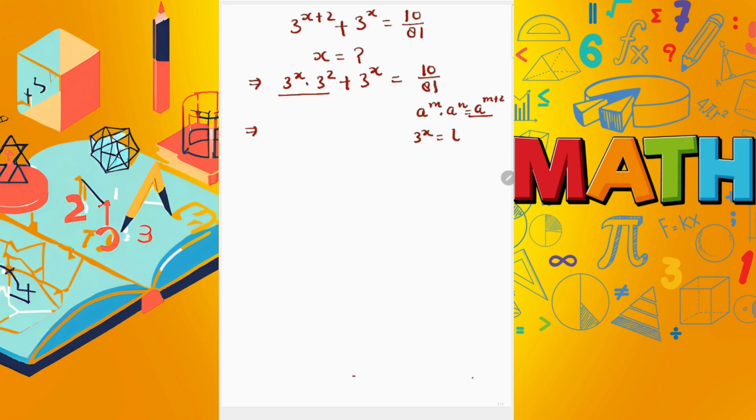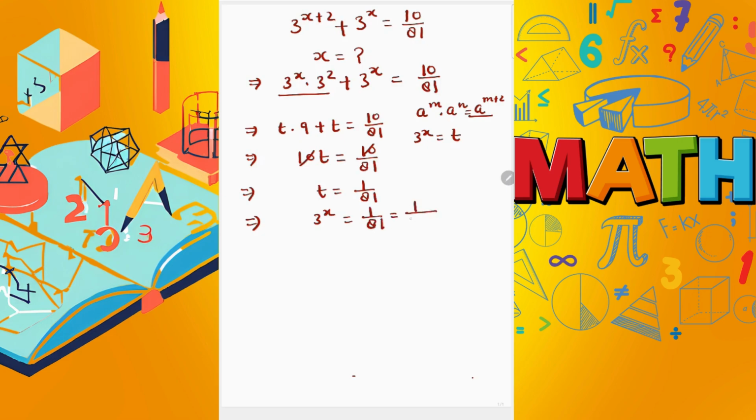3 to the power x is equal to t. So what will happen here? t into 9 plus t is equal to 10/81. Okay, so this is 9t plus t is 10t is equal to 10/81. Now this 10 and this 10 will be cancelled, so t is equal to 1/81. Now let's substitute the value of the t, which is 3 to the power x is equal to 1/81.